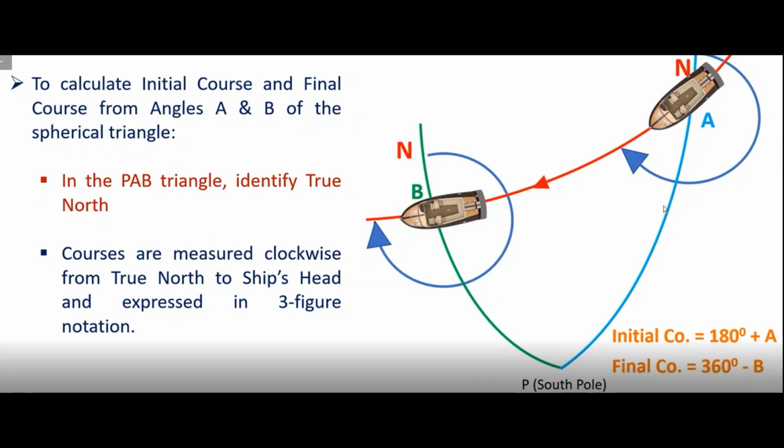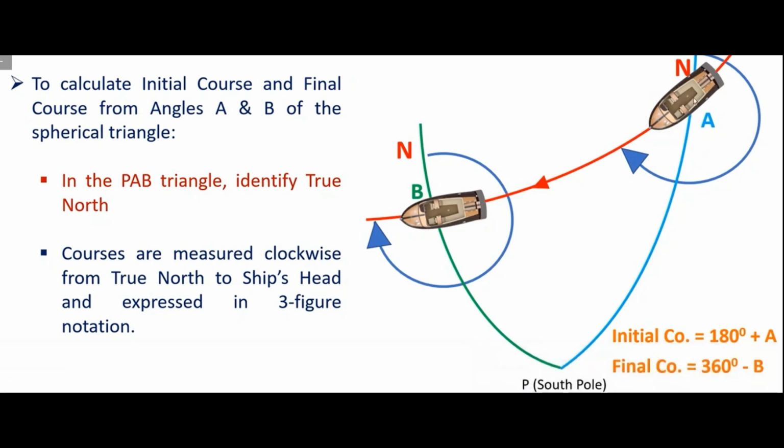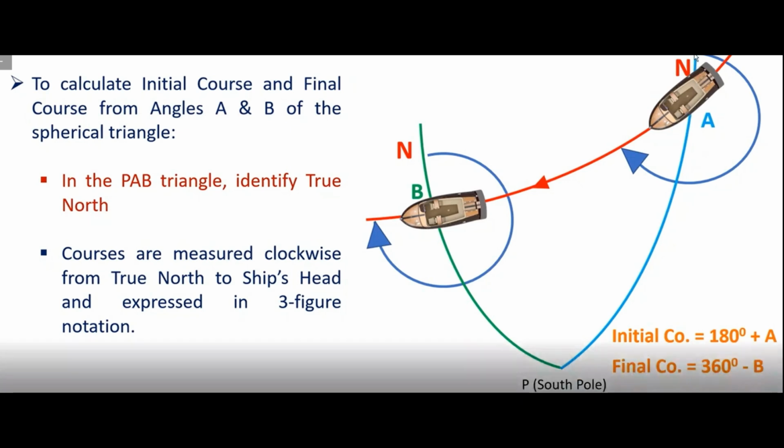Now which angle do we need? We need the angle starting from the north direction going clockwise up to the ship's head. So this blue color arc, dark blue color arc is what we require. Which angle do we have? We have the internal angle of this triangle.